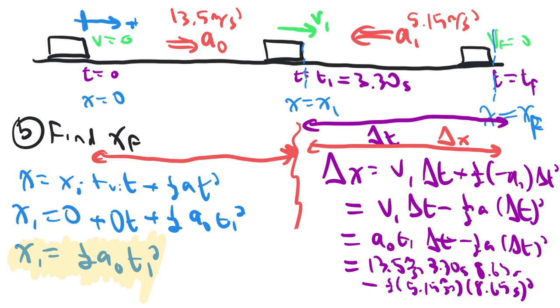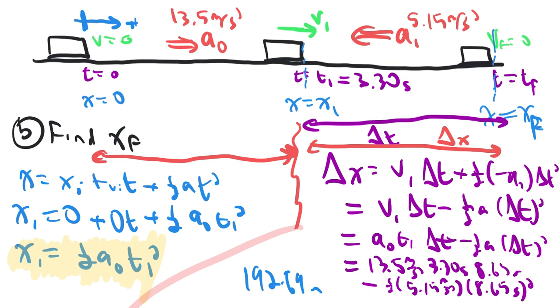Which I have to put over to the side here. Well, let's just write it here. It's going to be 13.5 times 3.3 times 8.65, subtracting 1/2 times 5.15 times 8.65 squared, and we get something like 192 meters. This is 192.69 meters. I didn't get x1, so I should do that as well.